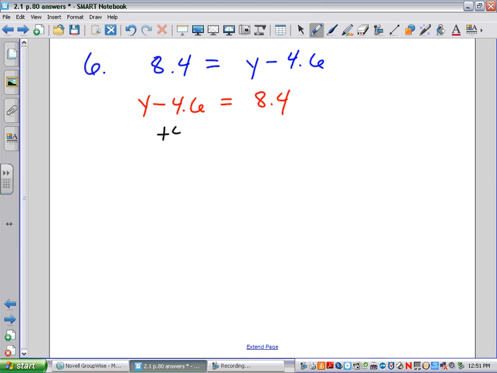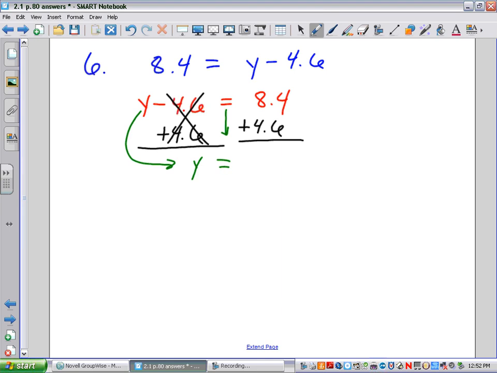You should notice that I want to add 4.6. Minus and a plus are opposites, so they become 0. I can X out. But I must add 4.6 over here as well. And I come up with an answer. Well, my y just comes down, and my equal sign just comes down. And let's add. Use a calculator if you want to, but I can go 4 and 6 is 10, so carry the 1, 0. That'd be 13, 13.0. My answer, y equals 13.0.